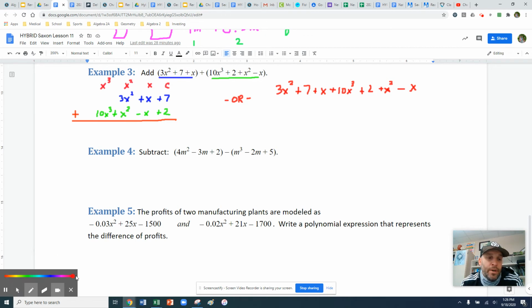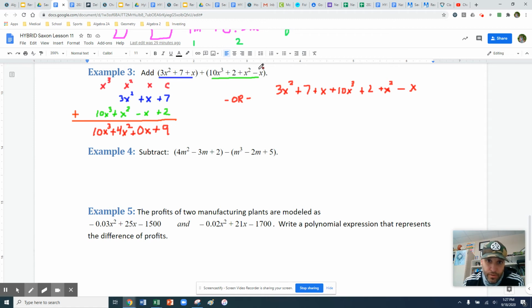So let's go ahead and add them up just like we did back in elementary school with our vertical addition. So when we add vertically, we're going to get 9, 0x, 4x squared, and 10x to the third. If you're doing it this way, you are using the commutative property to rearrange, and you are putting them in standard form.